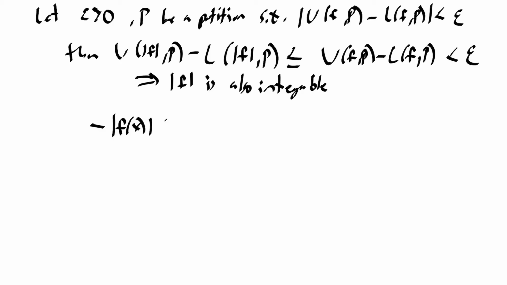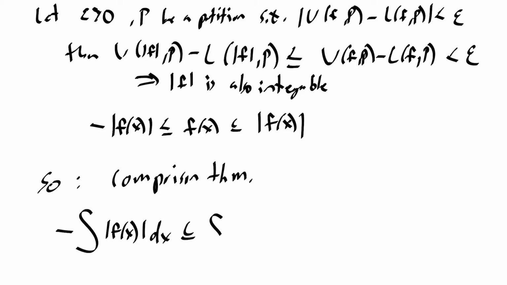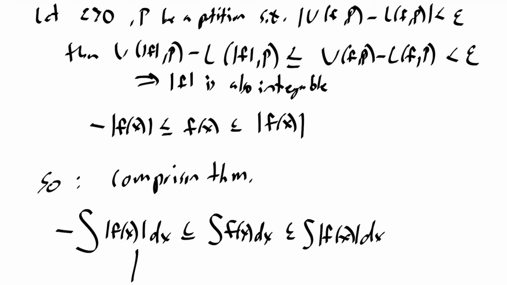Okay, but then once I know this, I know one more thing, and that is that negative the absolute value of f of x is always less than or equal to f of x, which is always less than or equal to positive the absolute value of f of x. So that just means we can use the comparison theorem to show that negative the integral of absolute value of f of x dx is less than or equal to the integral of f of x dx, which is less than or equal to the integral of positive the absolute value of f of x dx.